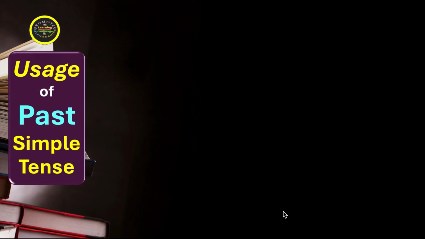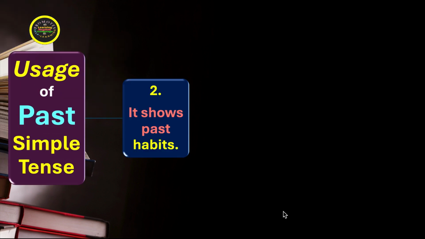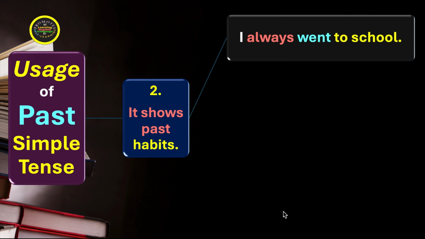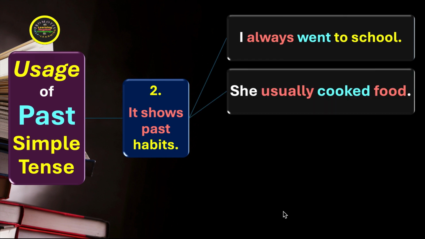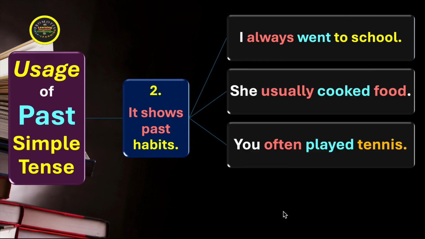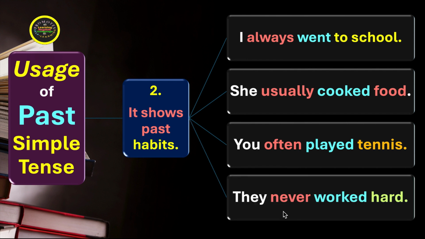We move on to the next usage of past simple tense. Point number 2: it shows past habits. How? Let's see. I always went to school. She usually cooked food. You often played tennis. They never worked hard. What we notice is that in such cases, we take the help of words like always, usually, often, never to show the habitual action in the past.